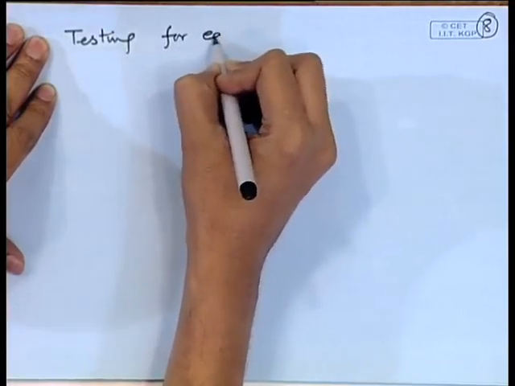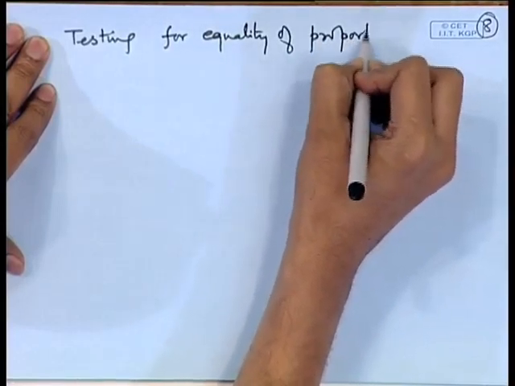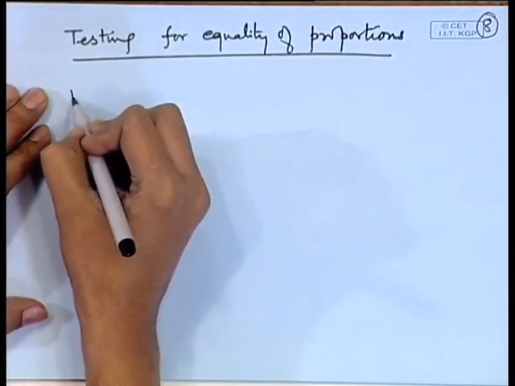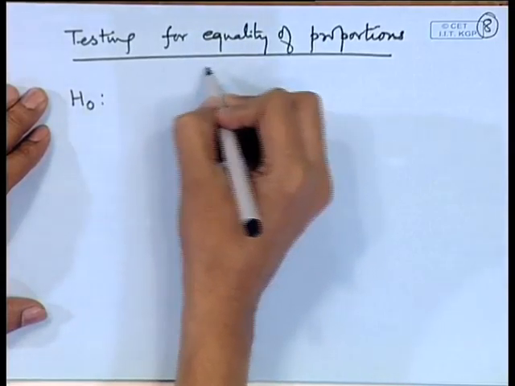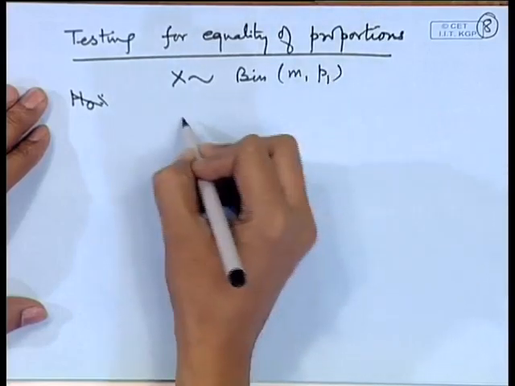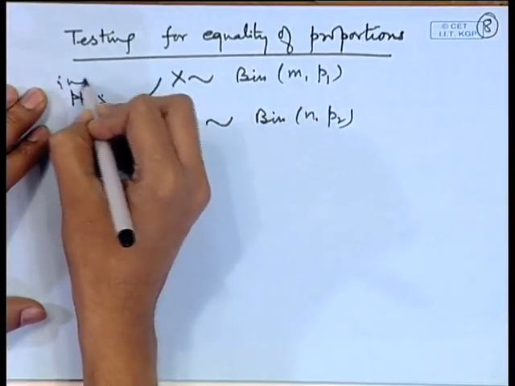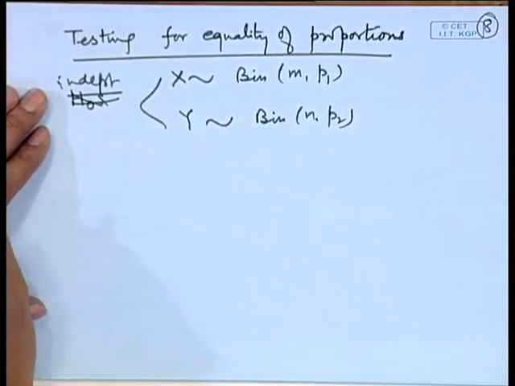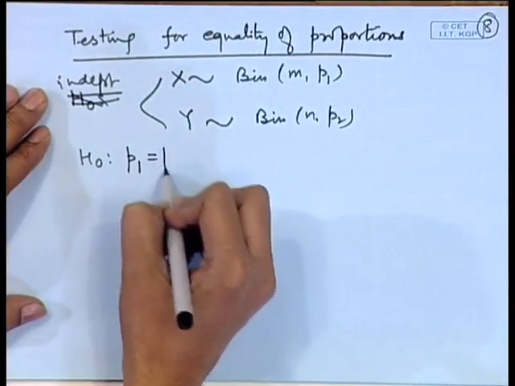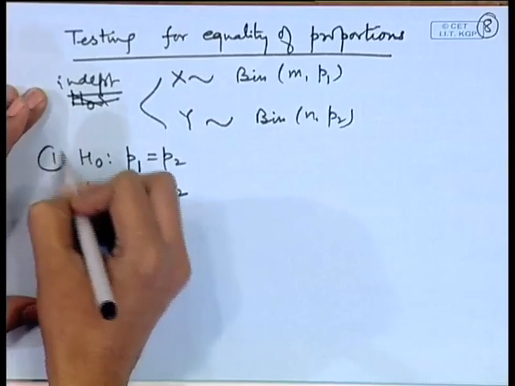Testing for equality of proportions. So, the general model is of the form x follows, say, binomial m, p 1 and y follows binomial n, p 2. We assume these two samples to be independently taken here. So, we are interested in testing a hypothesis of the form p 1 is equal to p 2 against, say, p 1 is not equal to p 2, say this is 1.